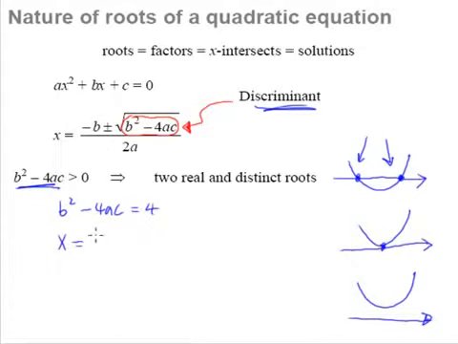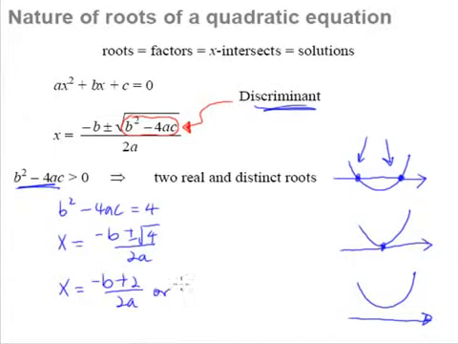According to the formula, your x will be negative b plus or minus the square root of 4, over 2a, isn't it? Now, this plus or minus simply says that your x can be negative b plus 2 over 2a, or negative b minus 2 over 2a. How I get this plus 2 and minus 2 is from here, the square root of 4. Because when you square root 4, you get a 2.